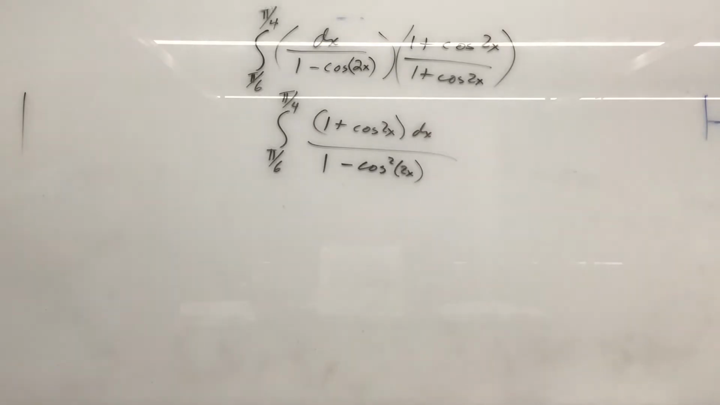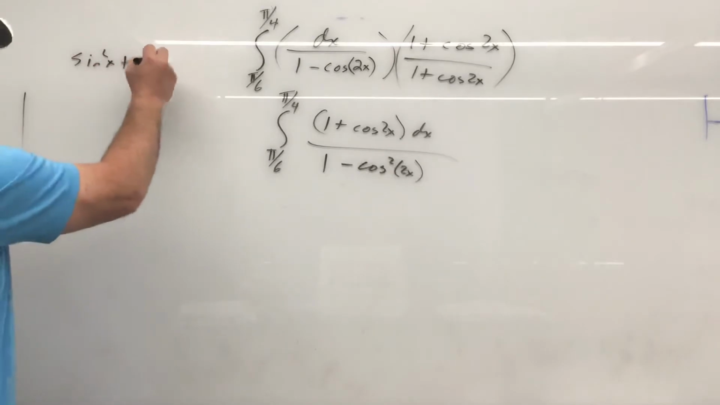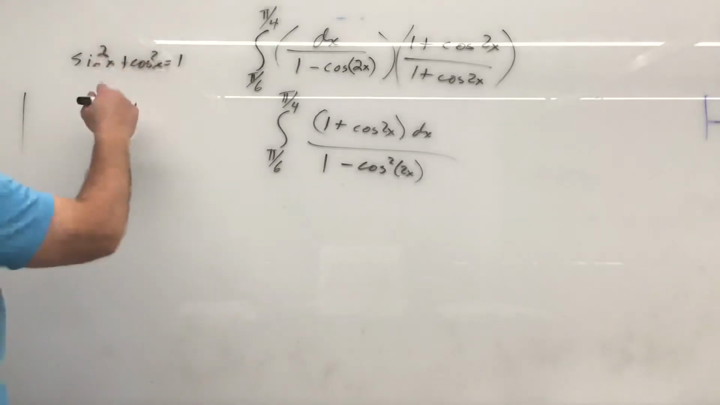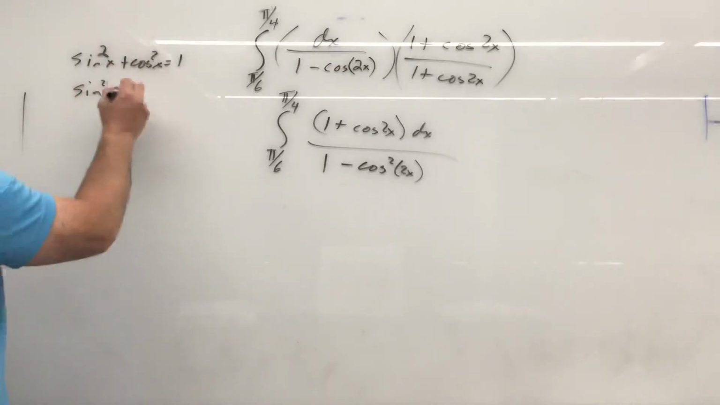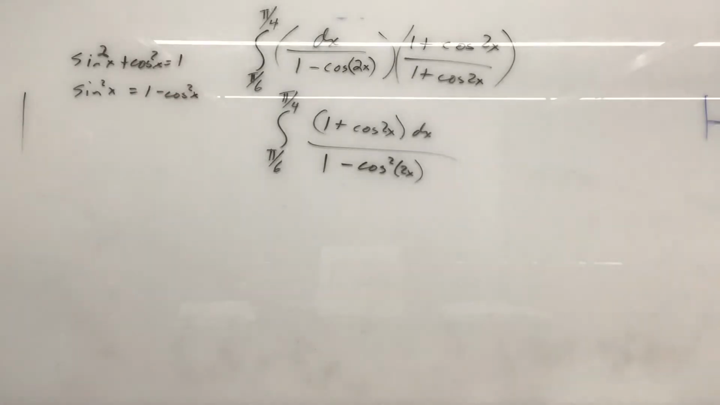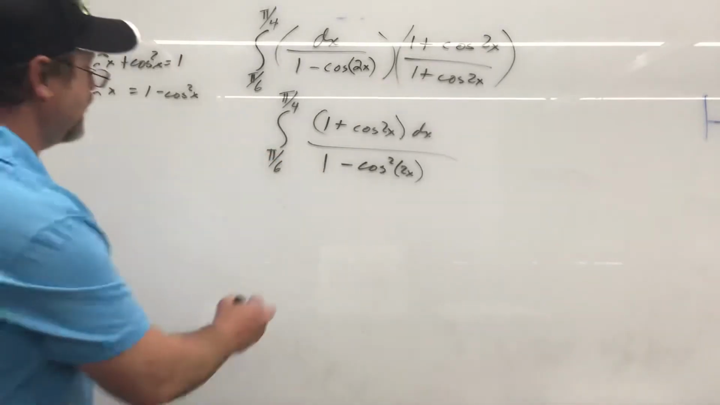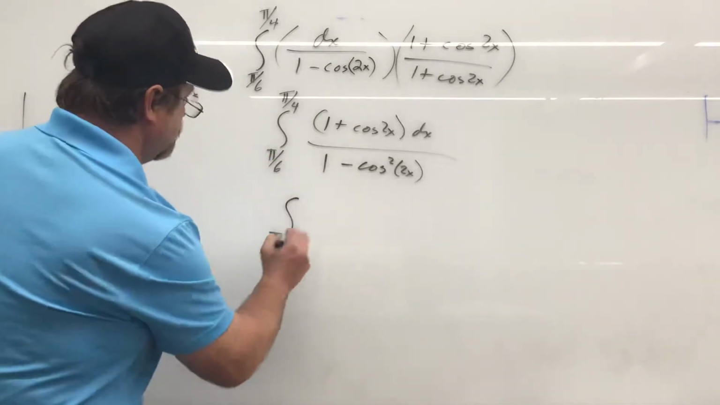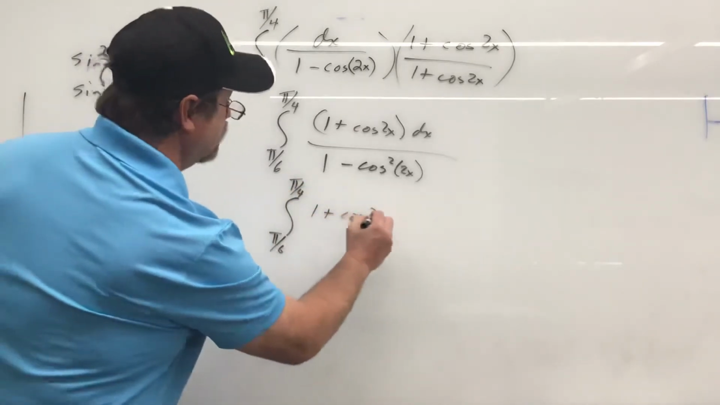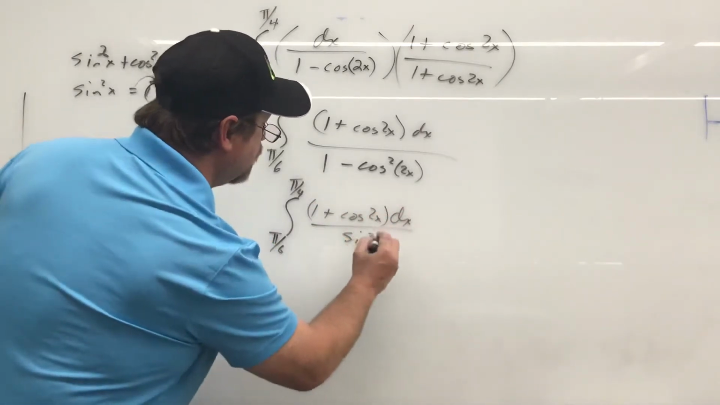Now, why is that better? Well, again, thinking of the sine squared x plus cosine squared x equals 1 identity, if I rearrange this and subtract cosine squared x from each side, that's what I have. It's sine squared. Now, in this case, I said x over here, but it's 2x. It's whatever the argument is. So the denominator just becomes sine squared of 2x.